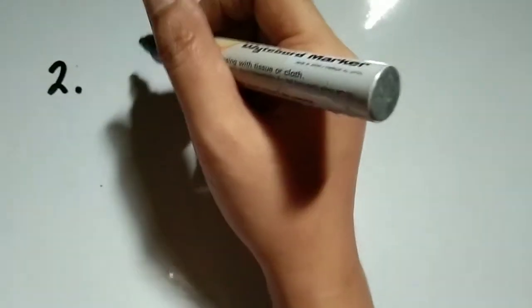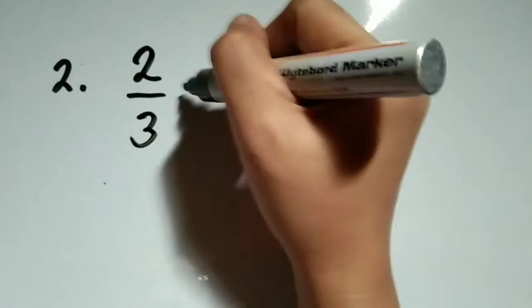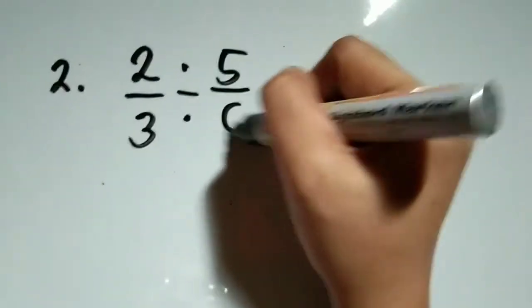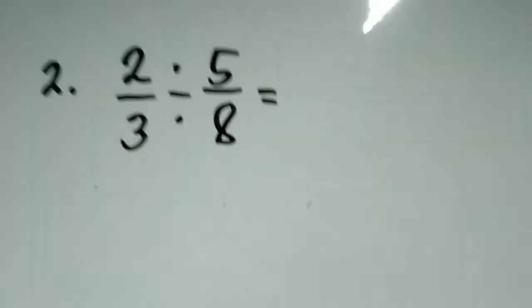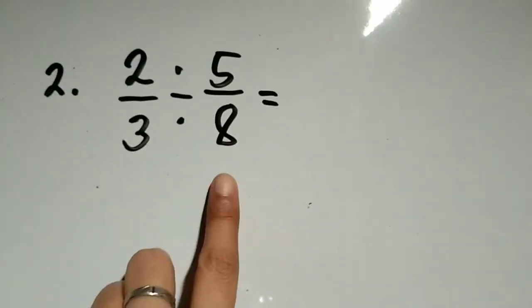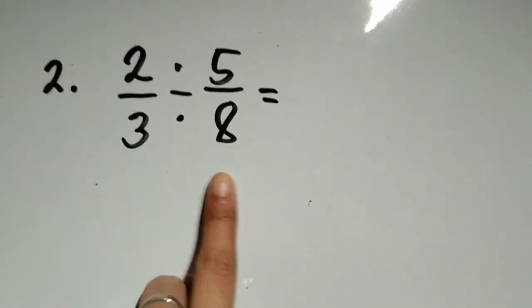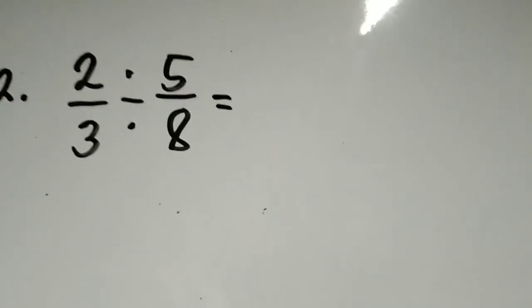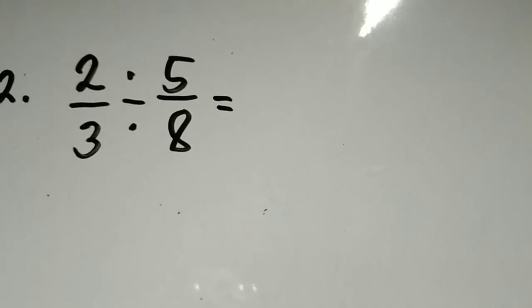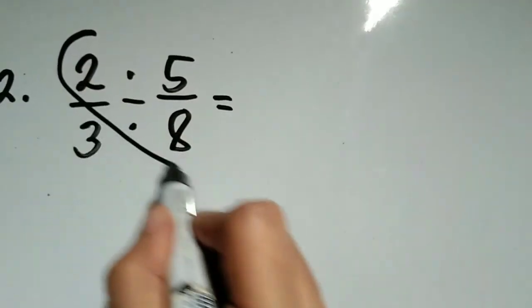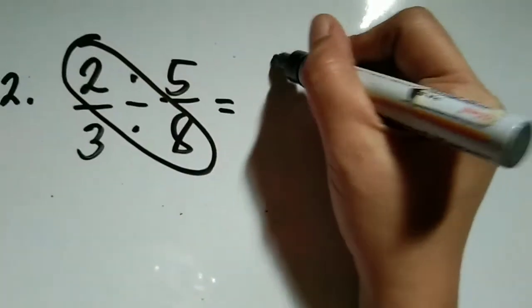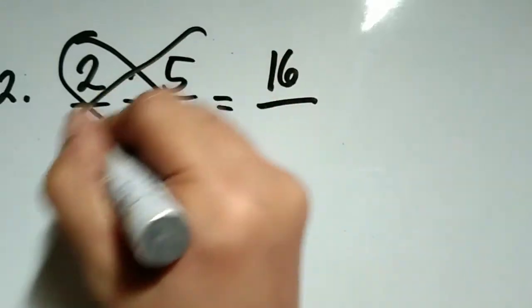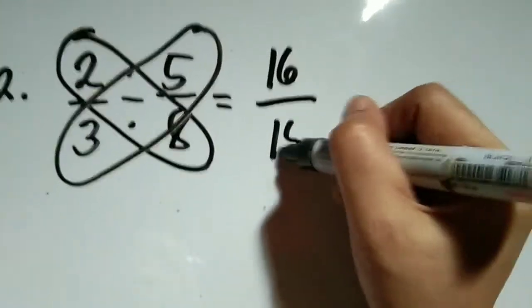So, let's try number 2. We have 2/3 divided by 5/8. So, you have two options. You can choose to get the reciprocal of the divisor or you may proceed to cross multiply. Para sa akin, mas madali po kung magko-cross multiply na lang kayo para diretso answer na siya. Diretso solution, then answer. So, 2 times 8 is equals to 16 over 3 times 5 is equals to 15.